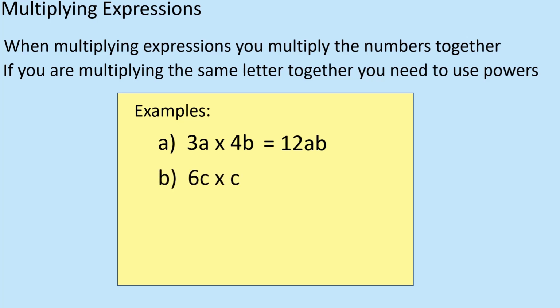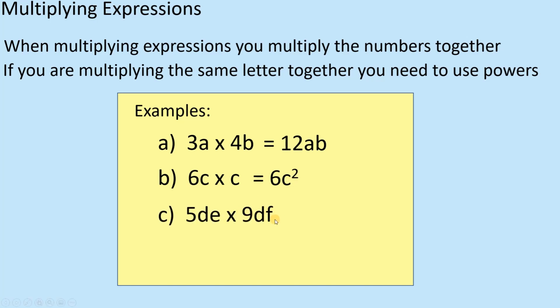All right. Well, what about this one, where you've got 6c times c? Well, there's no other numbers, so it's definitely 6. But how do we write c times c? Well, it says in the top here, if we're multiplying the same letter together, then we need to use powers. So it's a case of how many c's have we got? Well, there's 2 of them. So that means it's going to be to the power 2. So it's 6c squared. All right, so that's how we do it when we're talking about letters.